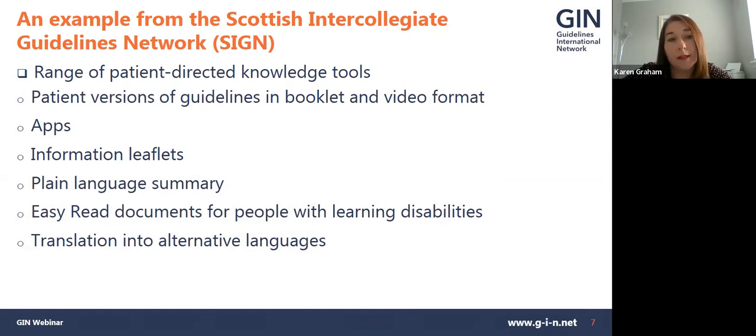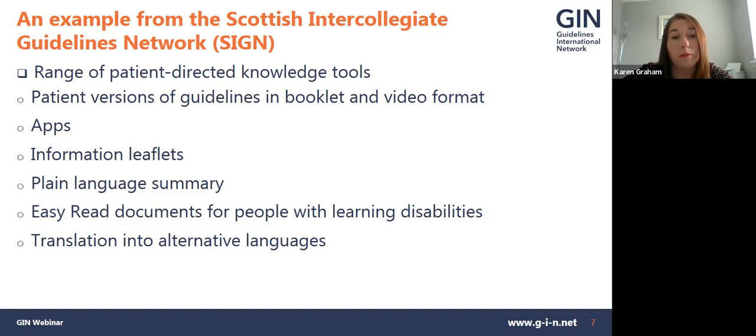So at SIGN, we produce a range of information for patients and the public. So we do patient versions of guidelines. For every guideline we do, we have an accompanying patient version. Usually that's in booklet format, but we have done video formats as well. Apps can be useful. We have done one recently at SIGN on long COVID, and within that app, there's an interactive symptom diary as well. So you can do things like that from guidelines, which of course are useful as well. And again, it lets people take control of their own condition.